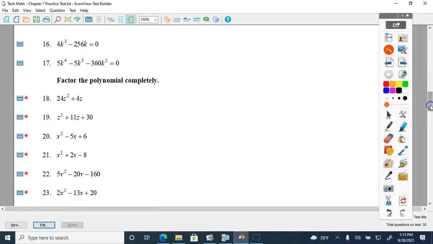16. We are doing the same thing on 16 and 17 that we just did. They are just not factored yet. So our job is to factor them. So we figure out what is the greatest common factor between 4k to the third and negative 256k, and it would be 4k. So we're going to divide these by 4k. Those cancel. We get k squared in the parentheses minus 256 divided by 4. I think that's 64, but I'm not sure. I should know. 64. It is 64. So minus 64.